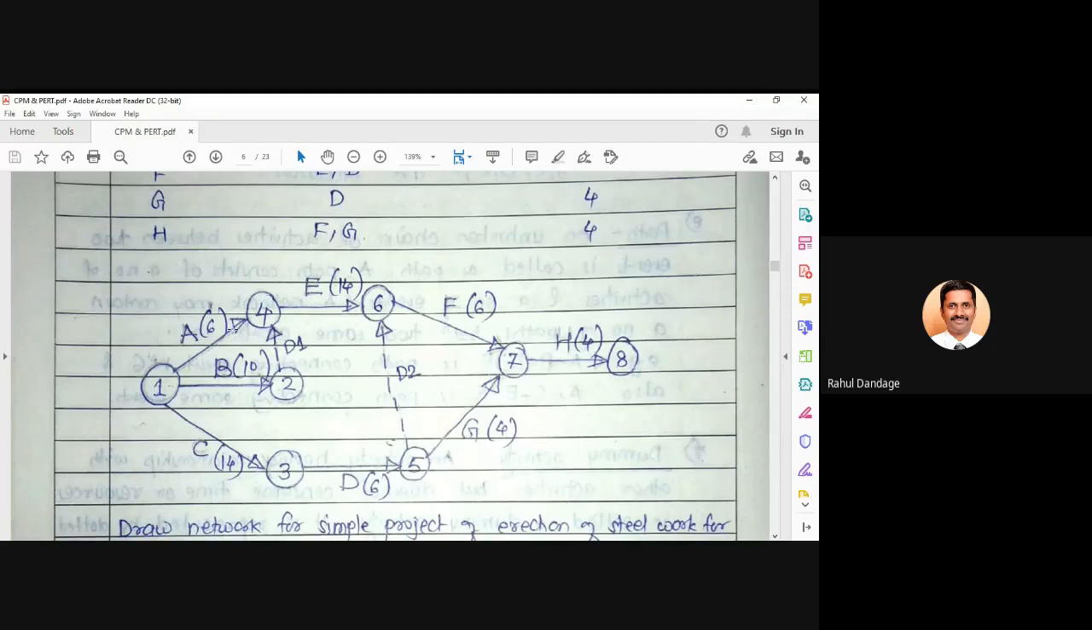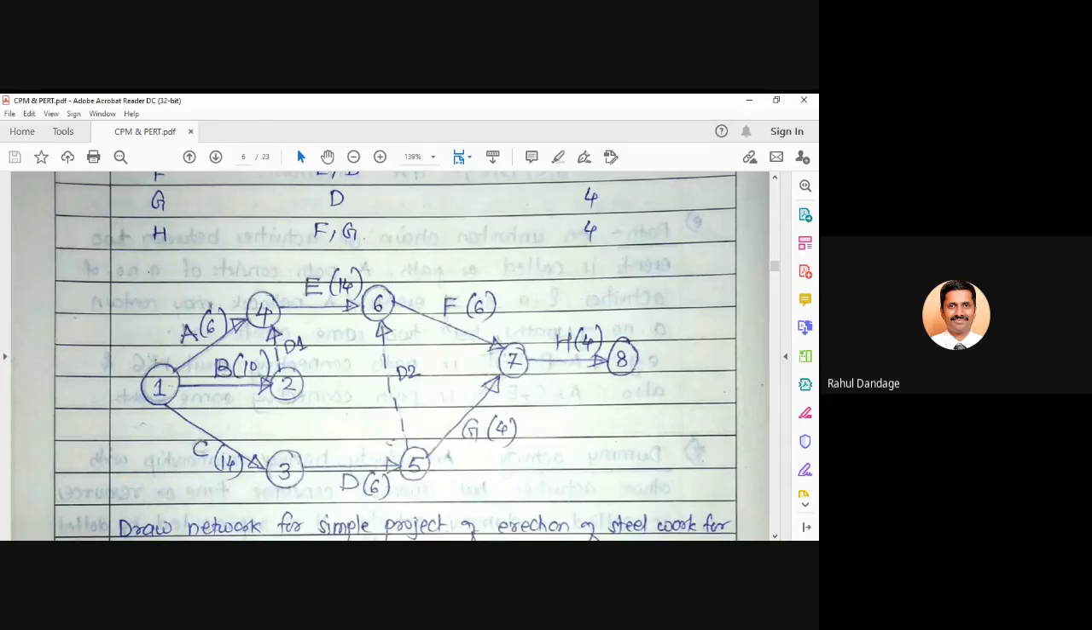Now, on each arrow, you can mention the name of your activity, like this is activity A. In brackets, 6 is the number of hours or days, the duration it is consuming. So you can see everywhere the activity in brackets with its duration. Sometimes the activity is written on top of the arrow and the duration on the bottom side of the arrow. Conventions may be slightly different, but you can represent the activity name on your arrow, because this is what type of network, AOA or AON?